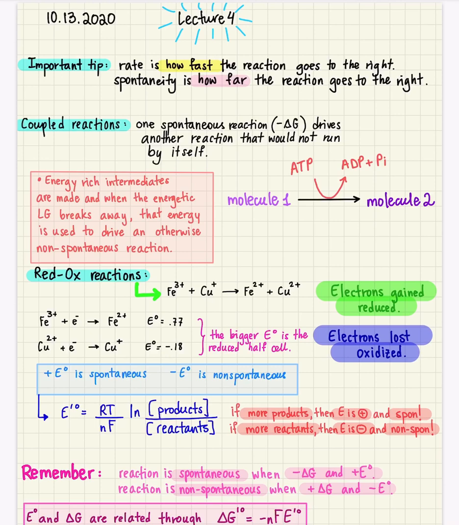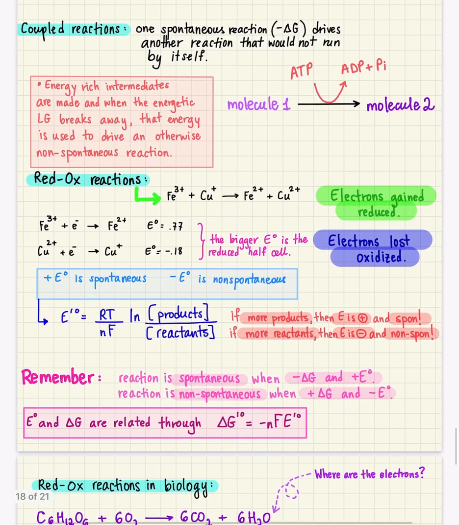Before we start, something important that Professor Hampton also talked about in class is the difference between rate of the reaction and its spontaneity. Rate of the reaction simply tells us how fast the reaction takes place. However, spontaneity tells us how far the reaction goes to the right, meaning how much product is actually made through the reaction. So make sure you don't confuse rate and spontaneity of the reaction.